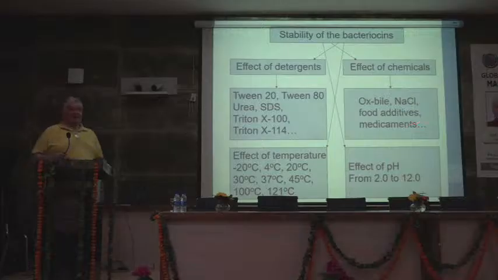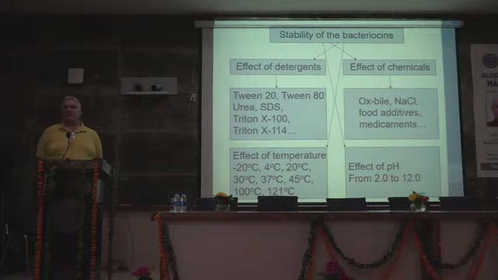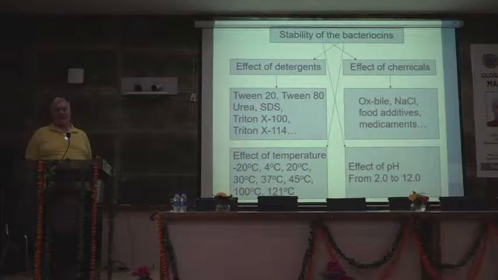We need to check the effect of ox bile, sodium chloride, food additives, medicaments on the stability of bacteriocins because you're going to use your bacteriocin for biopreservation of, let's say, cheese. Cheese has a high level of sodium chloride and the presence of milk. So you need to check the effect of milk. You can use milk powder or you can use sodium chloride and check to see if these components cause problems with the stability of the bacteriocins.